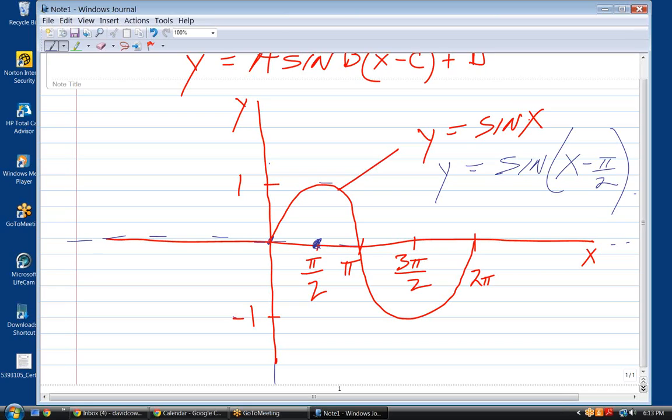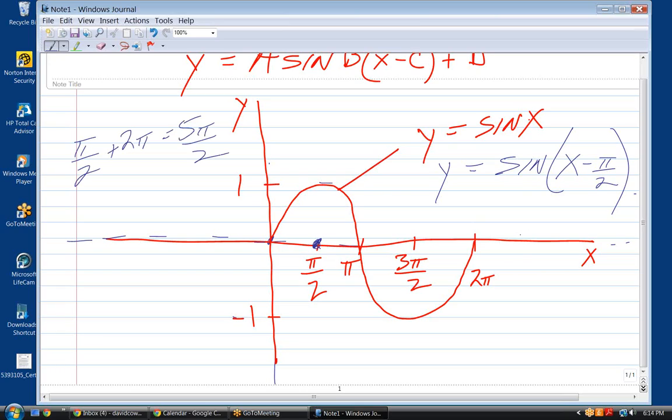Okay, so the way I'm going to draw this graph is I'm going to start at pi over 2 because that's the phase shift. Normally I would start at 0. And now I want to find my ending point. Well, I know 1 full period is 2 pi. So if I take pi over 2 plus 2 pi, I get 5 pi over 2.